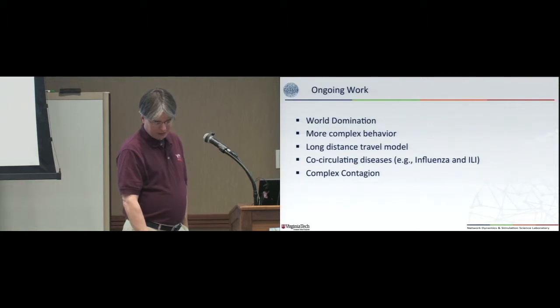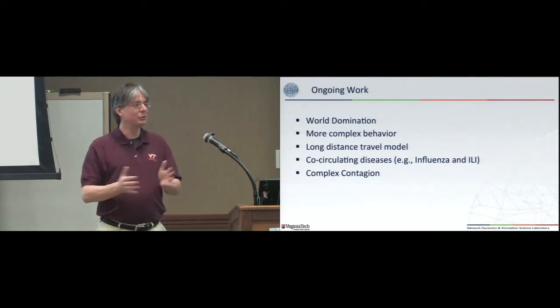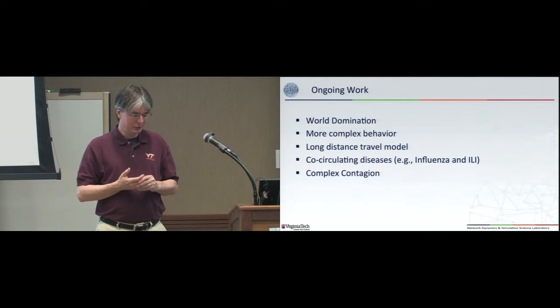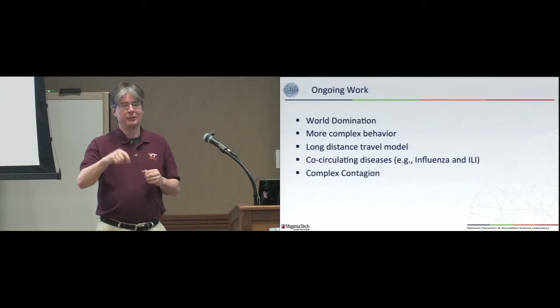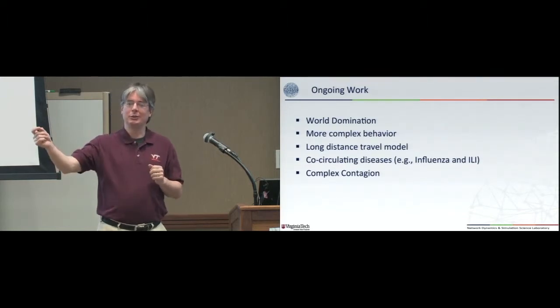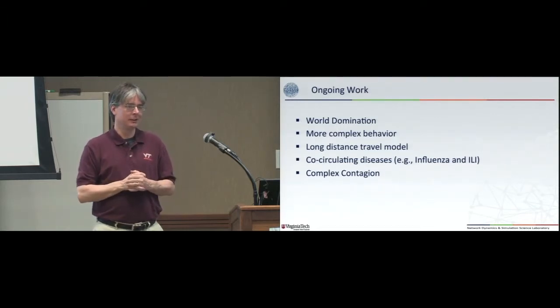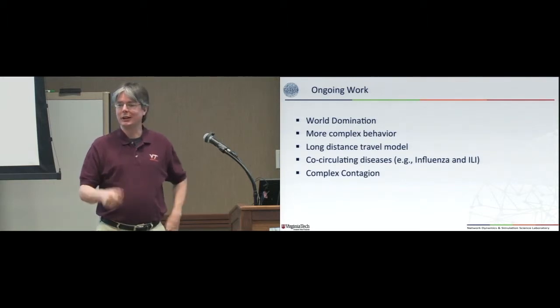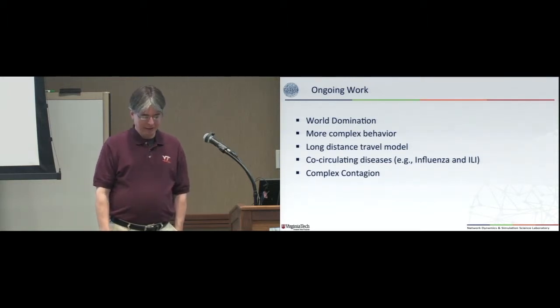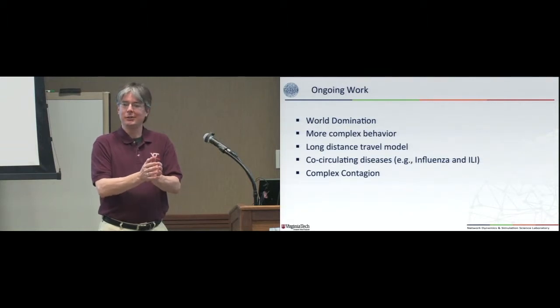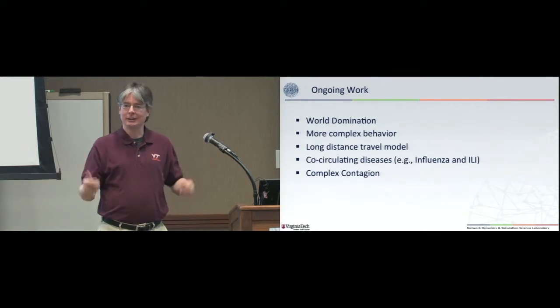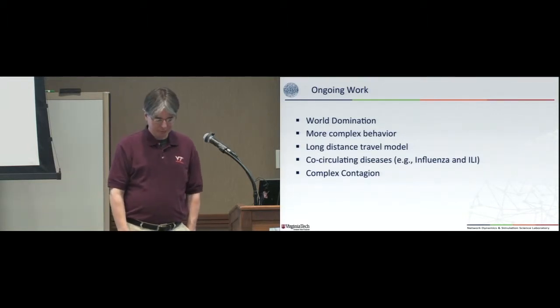So the ongoing work, like I said, world domination: we want to do the entire globe, all 8 billion people. We want to add more complex behavior models in there. Currently, we don't model people going anywhere else. It's all travel within their local area, but we want to add a long distance model in there. We already know how to do that. It's just a matter of doing the coding. And that's something that didn't matter when we were doing city or state-based things, but as we've gone up to the entire country, then that definitely becomes more important.